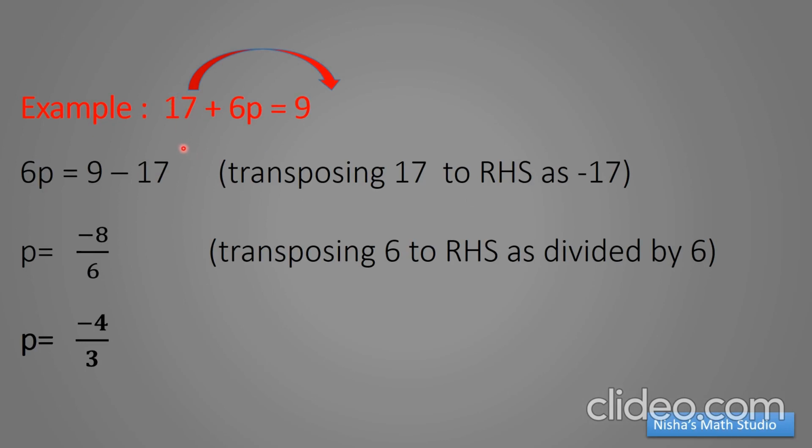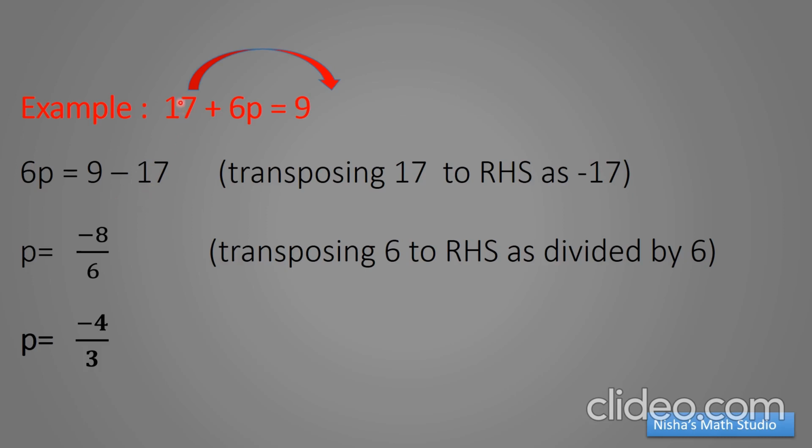One more example. 17 plus 6p is equal to 9. Now, which is the variable here? p is the variable. What is the coefficient of p? 6. Now this constant 17, first I'll transpose it to the right hand side. So 6p is equal to 9 minus 17.